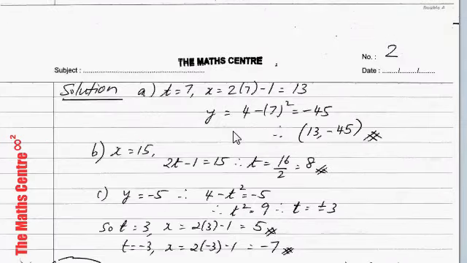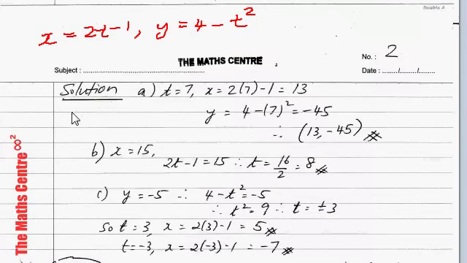Let's write the parametric equations again. x equals 2t minus 1 and y equals 4 minus t squared. A, they ask us to find the coordinates of the point where t equals 7. So basically what you need to do is find the value of x and y when t equals 7.